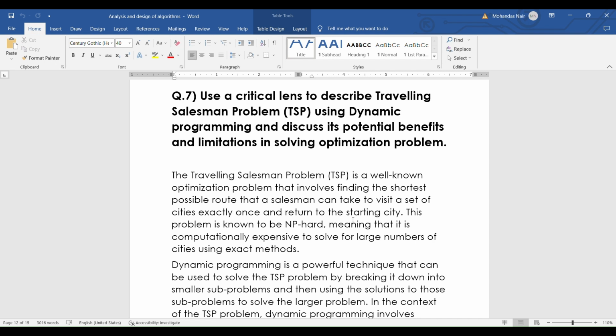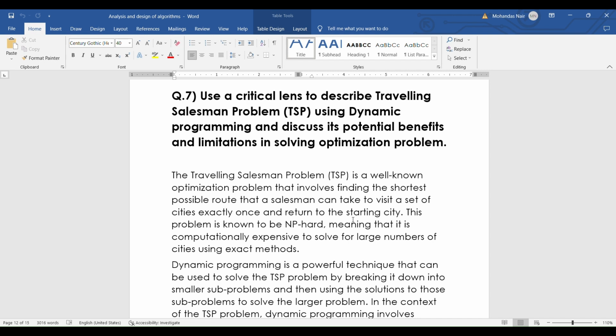The traveling salesman problem is a well-known optimization problem that involves finding the shortest possible route that a salesman can take to visit a set of cities exactly once and return to the starting city. This problem is known to be NP-hard, meaning that it is computationally expensive to solve for large numbers of cities using exact methods.